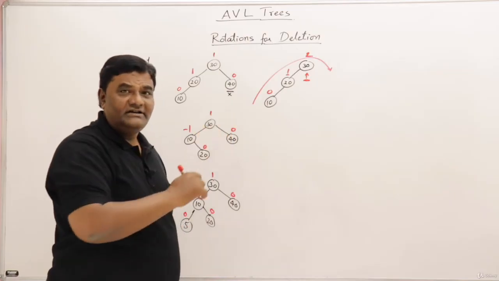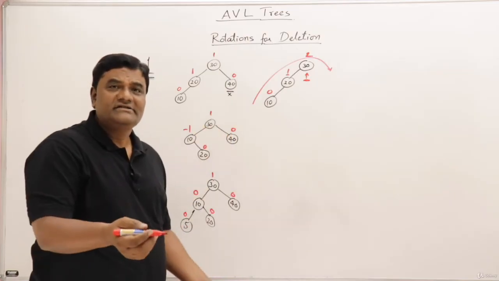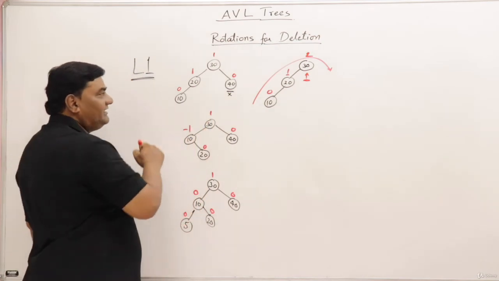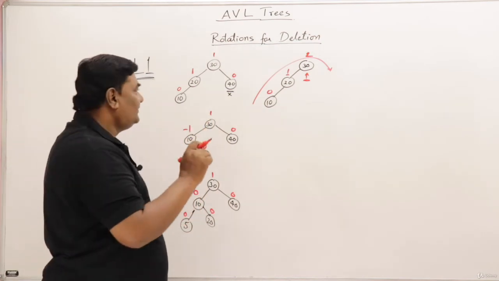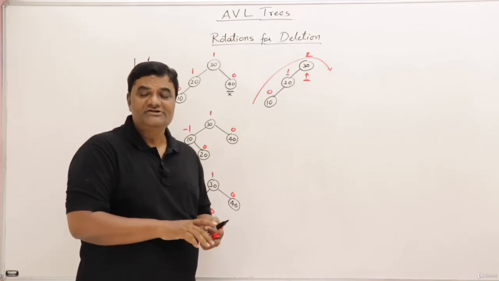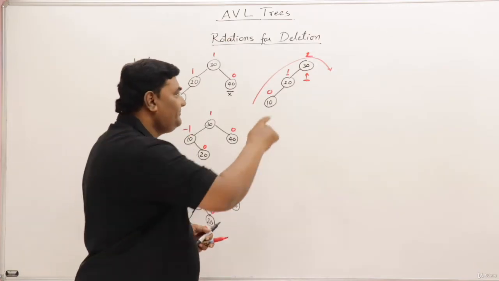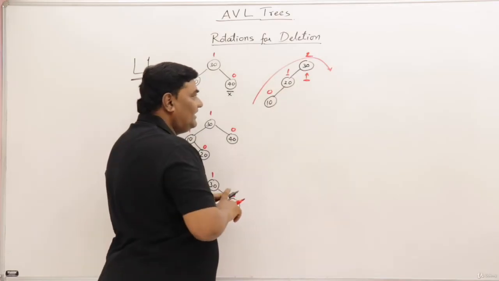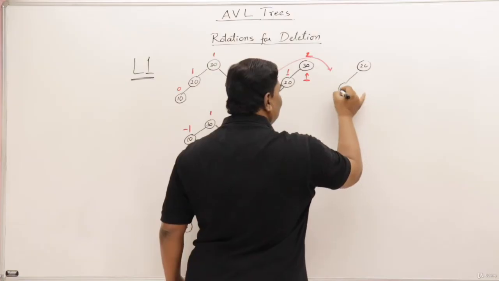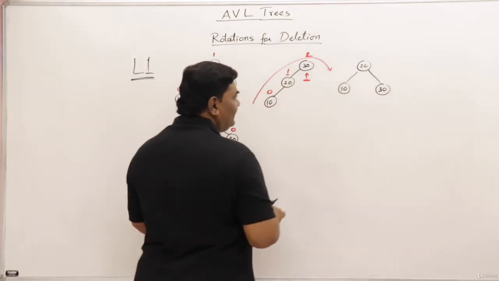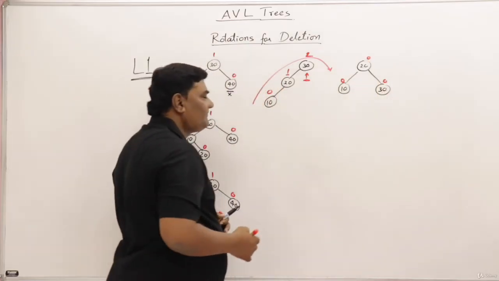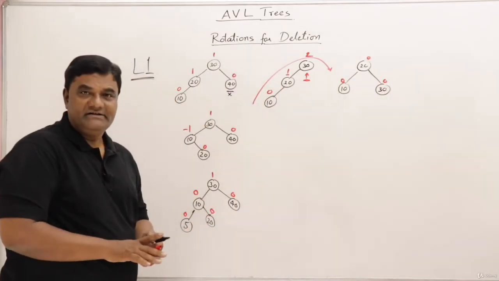Earlier we were calling it LL rotation. Yes, this is LL rotation only, but in deletion we are giving a different name, that is L1. The only purpose of the name is to identify which type of rotation I should perform. Depending on the balance factor of this node, I should perform LL rotation. So the new tree will be this one. This is a balanced tree, and the balance factors are 0, 0, 0. So the first one is completed.